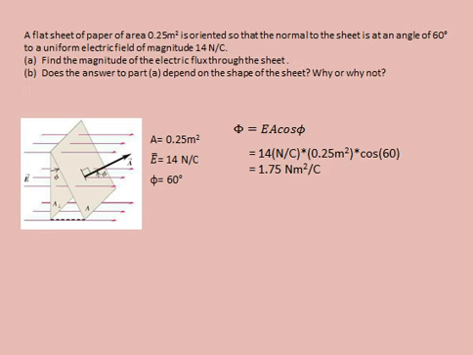Part B asks us, does the answer in part A depend on the shape of the sheet? Why or why not? Looking at the equation, the only variables that change the magnitude of the flux are the electric field, the area of the surface in which the flux is being measured, and the angle at which the normal vector is oriented compared to the electric field. Thus, as long as the area remains continuous, the surface in which the flux is being measured can have any shape.